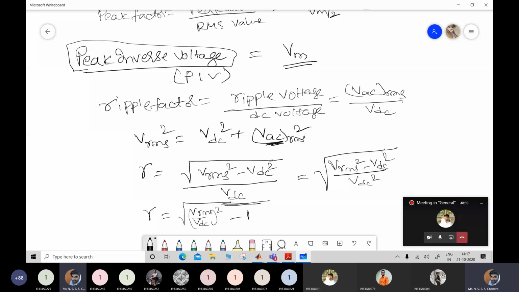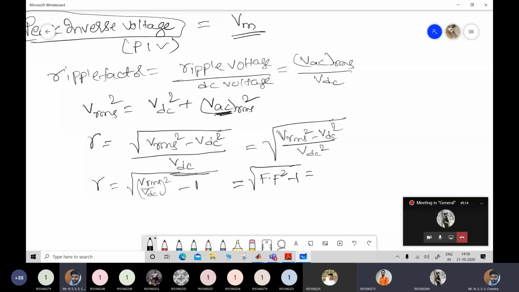Now, what is V RMS by V DC? V DC is nothing but your average value. What is the ratio of V RMS to the average value? We have just seen form factors. V RMS by V DC is nothing but your form factor. So rho is equal to the square root of form factor square minus 1.